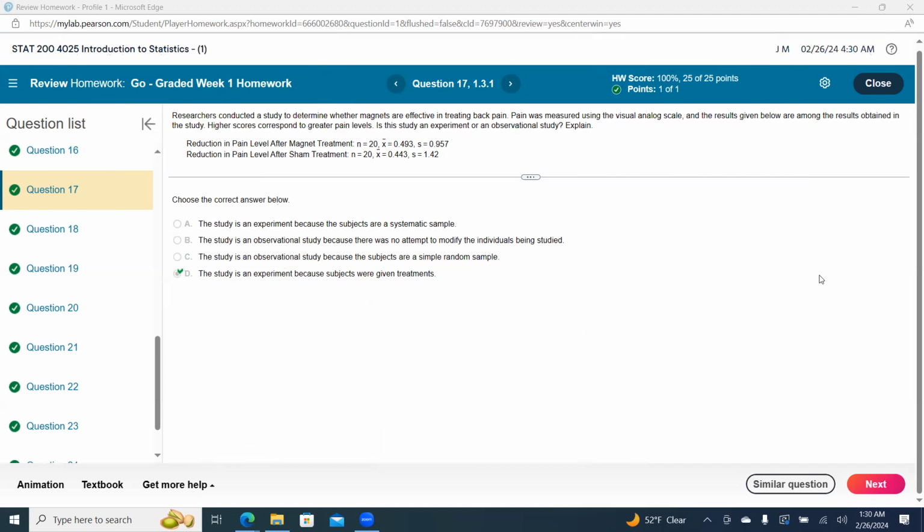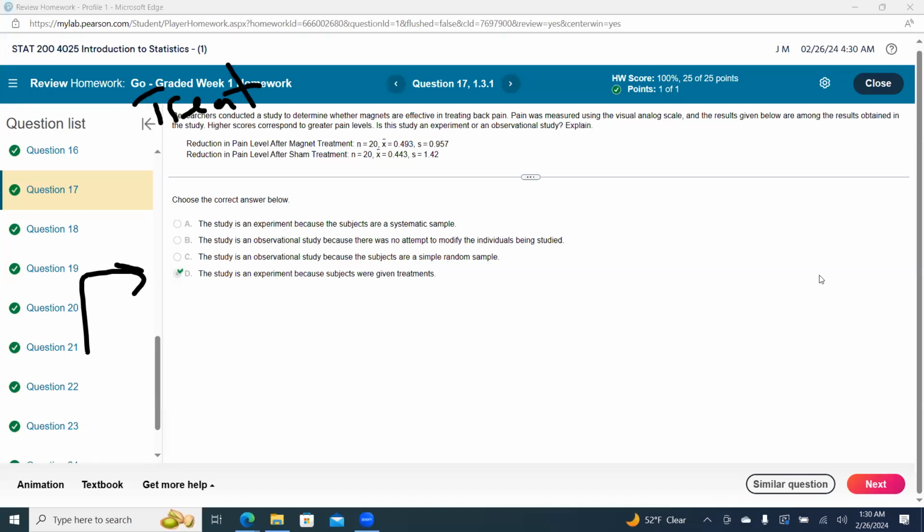So they have a question here. We've already answered it right there. Researchers conduct a study to determine whether magnets are effective in treating back pain. Pain was measured using the visual analog scale, and the results given below are among the results obtained in the study. Higher scores correspond to greater pain levels in this study. Is this study an experiment or observational study? Reduction of pain, treatment, sham treatment, I assume, is a placebo. But they tell us right here, they imply that number one is a treatment group.